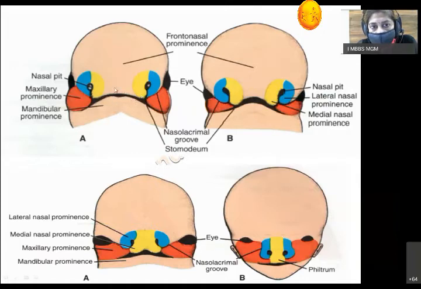This black color is the stomatodeum, and this stomatodeum is laterally related with the maxillary process, and caudal to that is the mandibular process. Okay, so that we know. Just lateral and cranial to this nasal placode, you get the lens placode. Now what happens? The maxillary process starts expanding or grows and it fuses with the lateral nasal process.